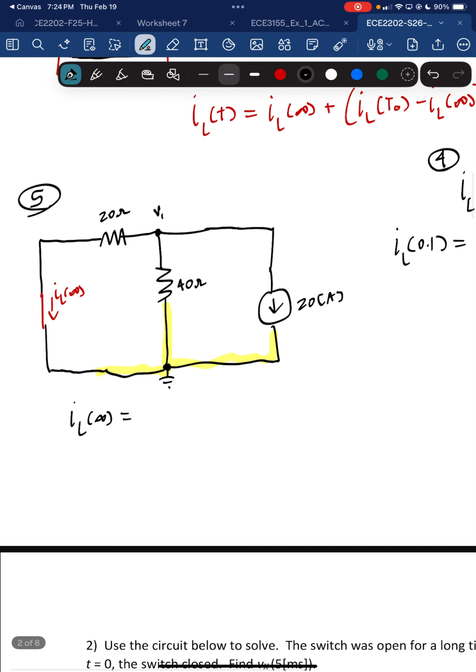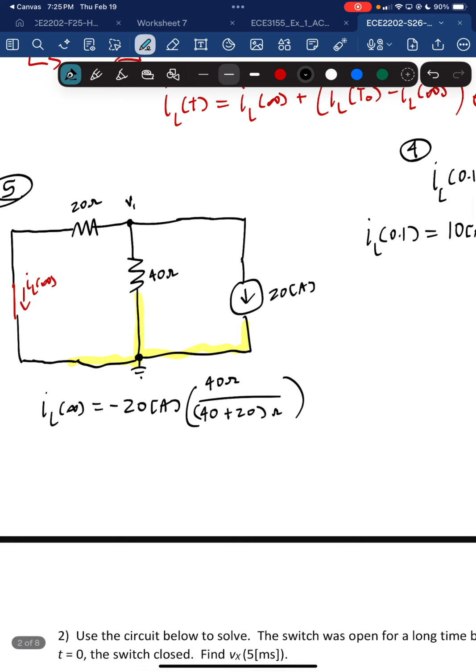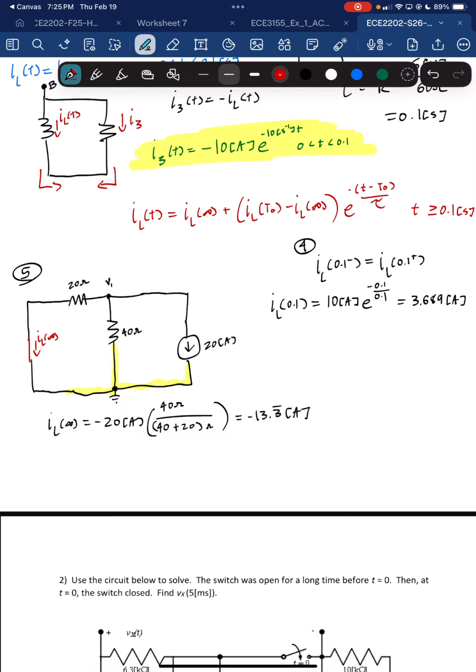Never goes wrong. But current divider here would be I of infinity is equal to negative 20 amps times, like Liam said, the opposite resistor in the numerator over 40 plus 20 ohms, which gets us negative 13.3 repeating amps. Wait, can you explain again why it's a negative 20?